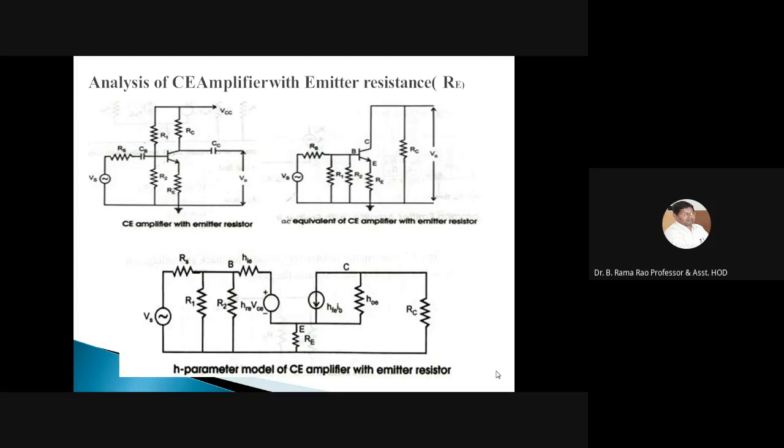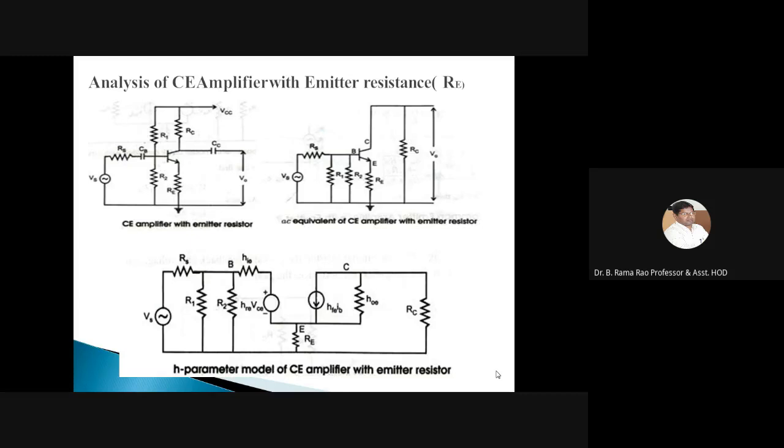Okay, so we have derived the expressions for all the parameters like input impedance, output impedance, voltage gain, and current gain. In those cases, we have not considered the emitter resistance into account. So now we are going to see the analysis of the CE amplifier with emitter resistance.